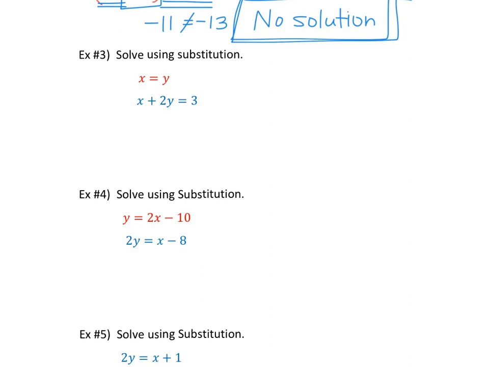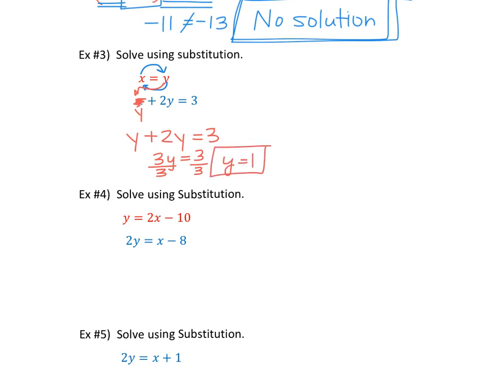All it says is x equals y. So you can plug an x in for a y value, or you can plug a y in for an x value. I would plug the y into this bottom one. So if I know x equals y, I'm going to take out x, I'm going to put in y. So my new equation is y plus 2y equals 3. And if we solve that, 3y equals 3, divide by 3, my y value is 1.